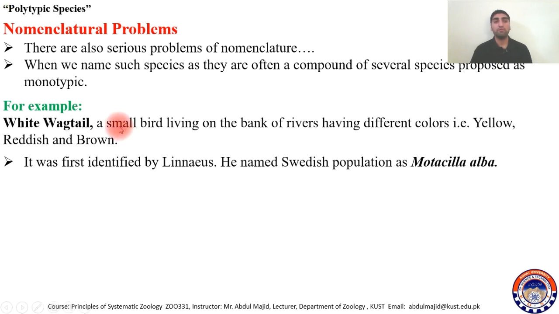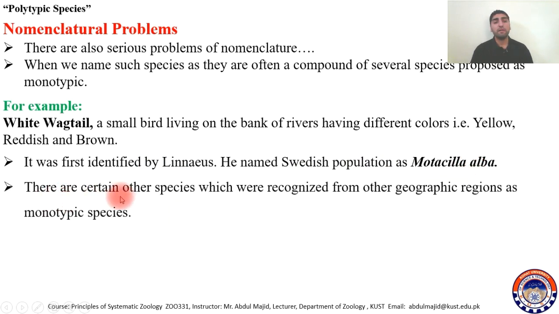If you are dealing with polytypic species, then you are going to face some problems. For example, the white wagtail was first recognized and identified by Linnaeus, who named this Swedish population. And keep in mind, this white wagtail is very widely distributed through the world. So the Swedish population was named by Linnaeus as Motacilla alba.